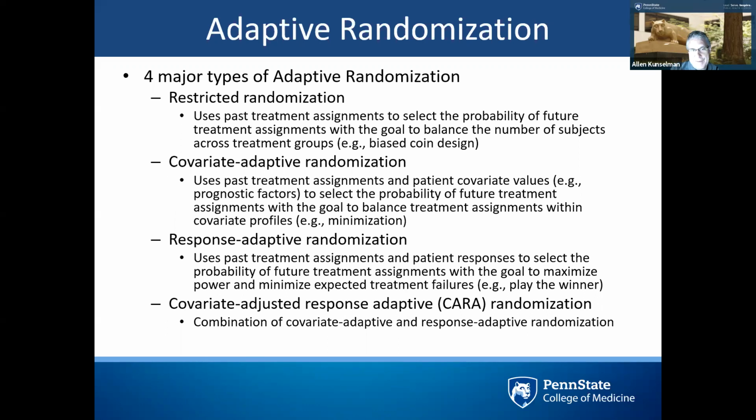You may have heard the term play the winner. So let's assume that we have a trial, we have 5 different treatment groups, A, B, C, D, and E. What it's trying to do is assign more patients to the arms of the trial that seem like they're being successful, where the patients are responding, and less weight is given to the treatment groups that aren't succeeding.